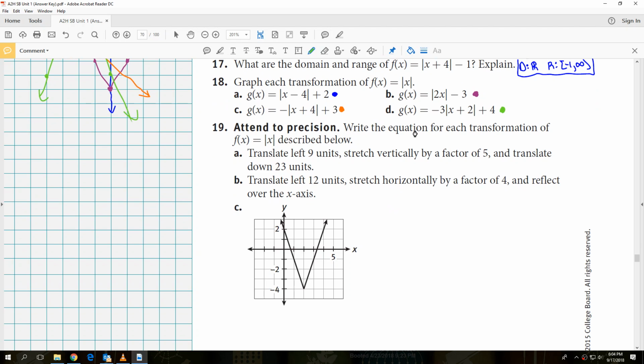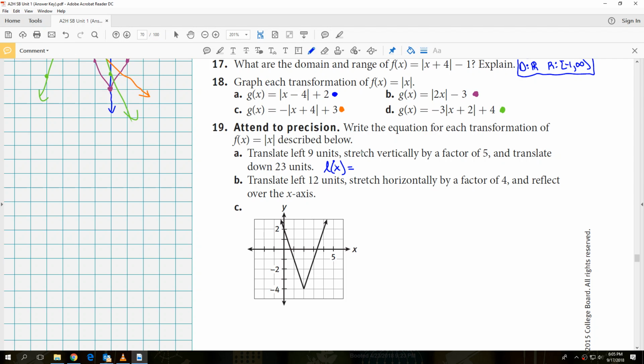Okay, number 19, write the equation for each transformation of the absolute value function. So let me get my blue back here. Translate left 9 units, stretch vertically by a factor of 5, and translate down 23 units. So we'll say f of x. And yeah, I don't know, maybe I should give it a different name, right? Because this is f of x. Let's just call it L of x. There we go. We hardly ever use L. That's why we usually italicize it. So you can tell it's an L instead of a 1.